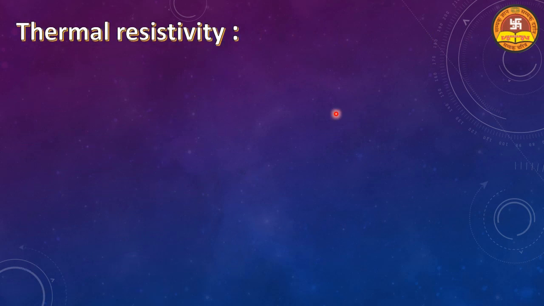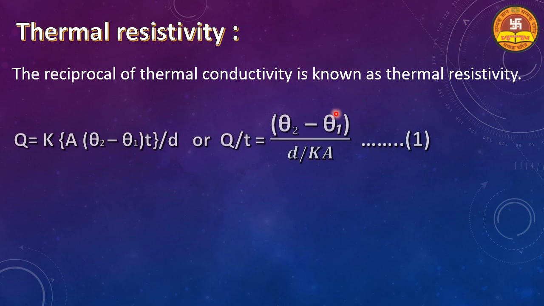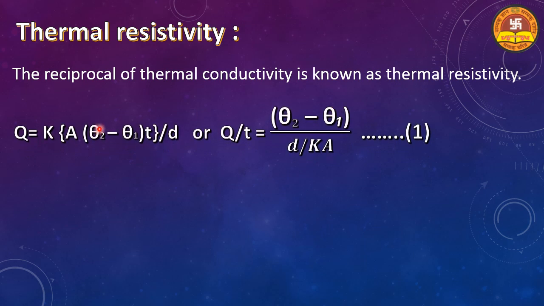Now we will discuss thermal resistivity. The reciprocal of thermal conductivity is known as thermal resistivity. Now from this equation you can see, if I want to find out the rate of heat flow, that is amount of heat flowing divided by time, Q by t, we are getting this equation: theta 2 minus theta 1 divided by d by Ka.